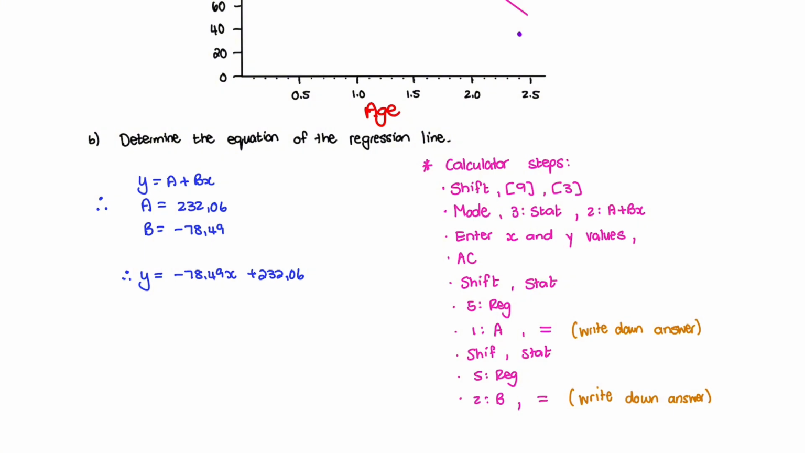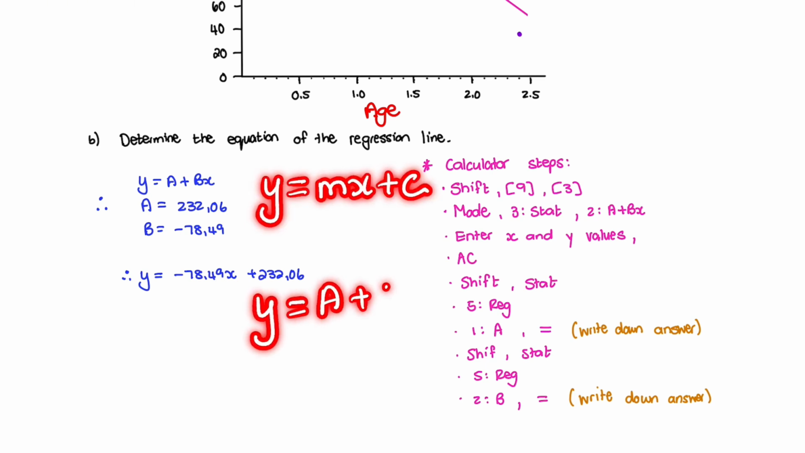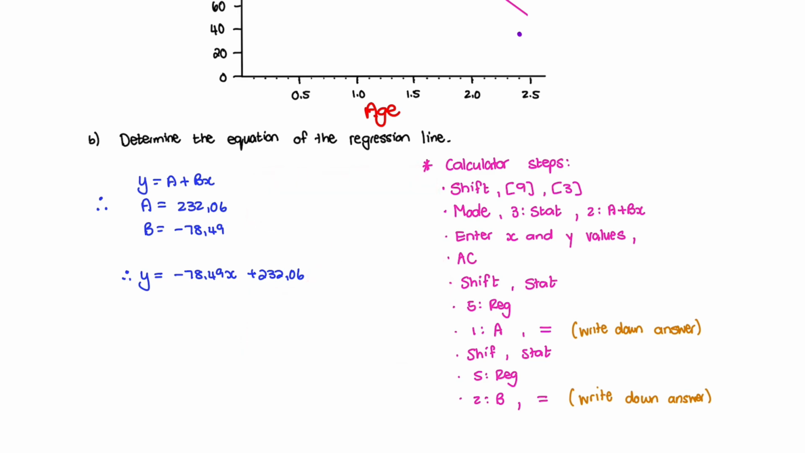But just be careful. In grade 9, we learned that the basic formula for a straight line is mx plus c. But our calculator gives it as y equals a plus bx. So notice that b is in the place of m. So b represents the gradient, and a is in the place of c. So when you have your equation, remember that the a value stands alone, and the b value goes with the x. And that is how you find the equation of the regression line.